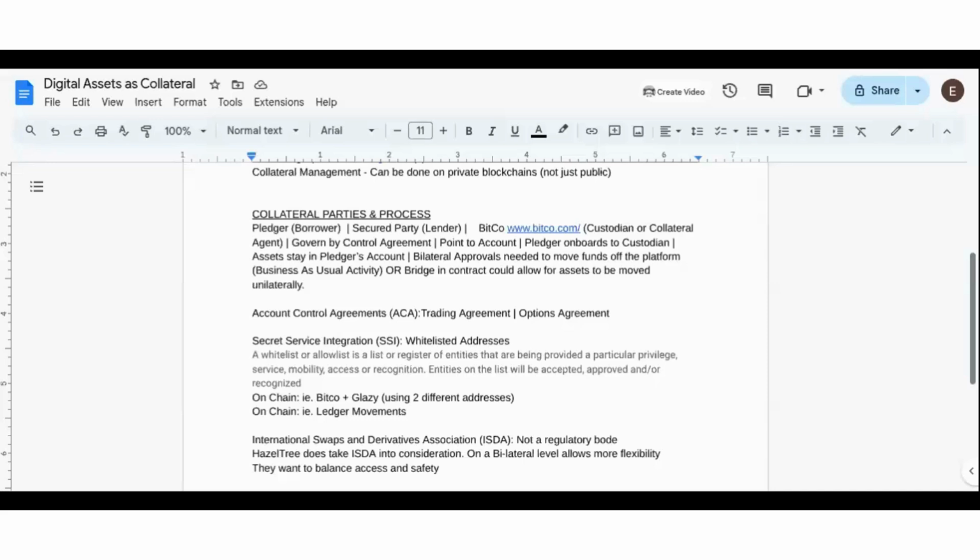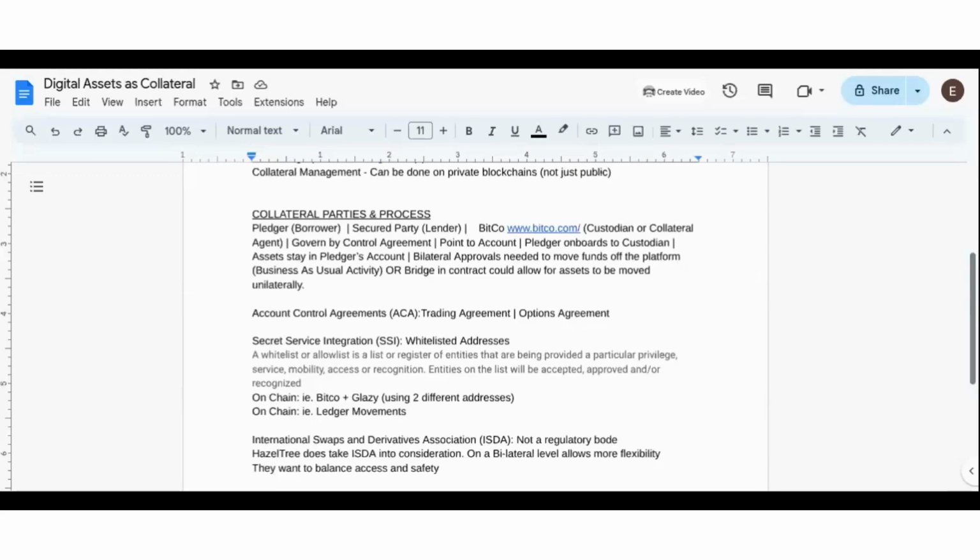So the first piece of the puzzle is that you must have a pledger or borrower. Then you have a secure party or the lender. In this example, they use BitCo, so check their website out there. And BitCo serves as the custodian or collateral agent. Now, all this must be governed by a control agreement. Then it's going to point to a particular account. The pledger onboards to the custodian.